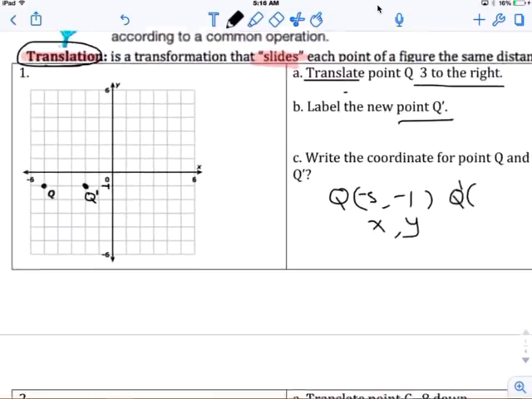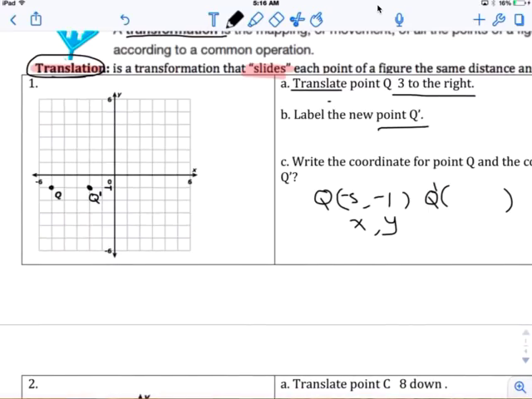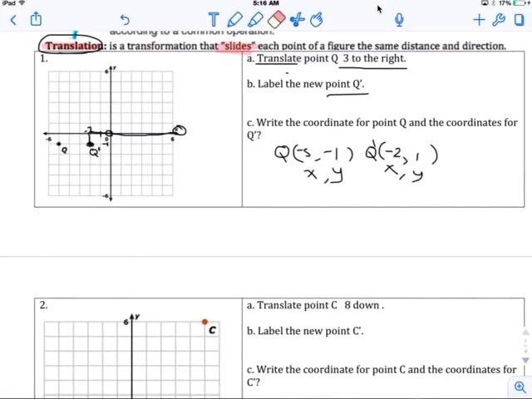Now, Q prime, you do the same. This is called your X, this is called your Y. So start with your X, go across, stop before you turn. That number is 0, so -1, -2. Go down 1, which is -2, 1. Okay? That's how you do your coordinates.